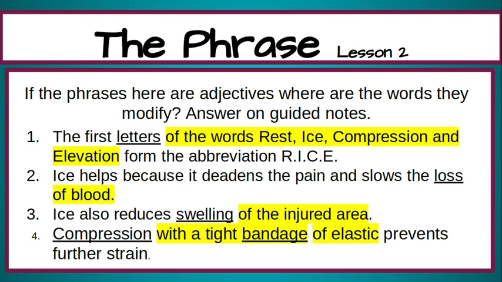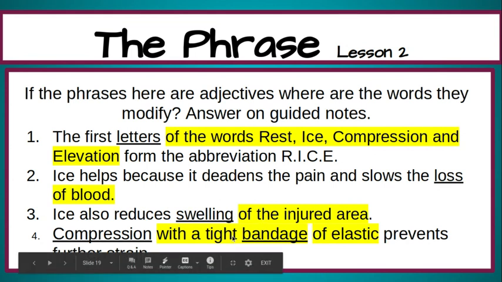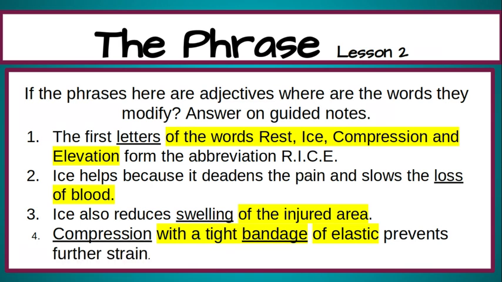All right, number 3, ice can also reduce swelling. Swelling of what? What swelling or which type of swelling? Of the injured area. Okay. Compression is being modified by with a tight bandage. Okay. What type of compression? Compression with a tight bandage. And then bandage, which is, yes, part of this phrase, but it's also the word that's being modified by the next phrase. Which type of bandage? Of elastic. Okay.